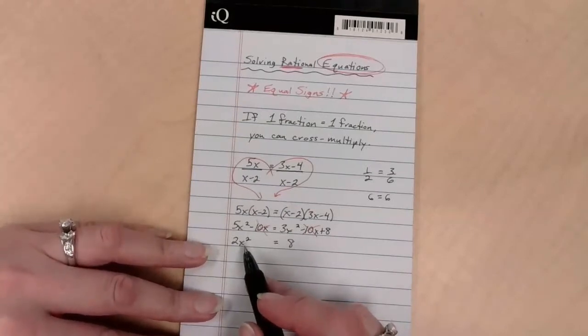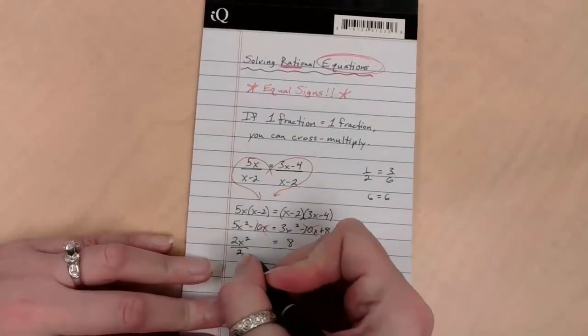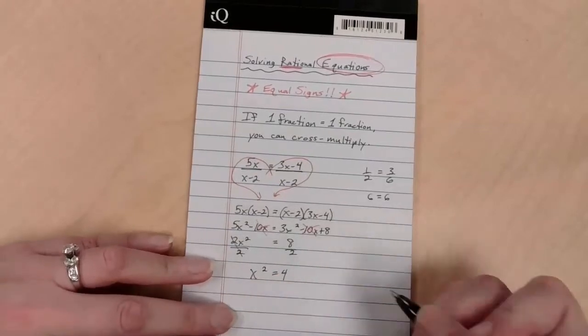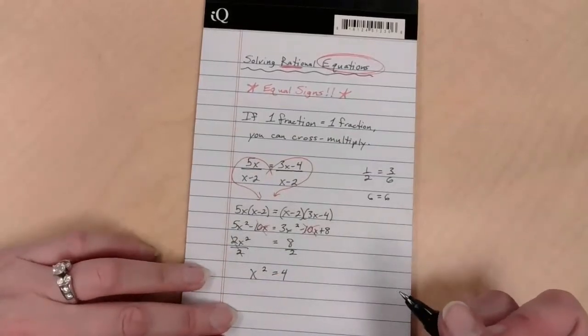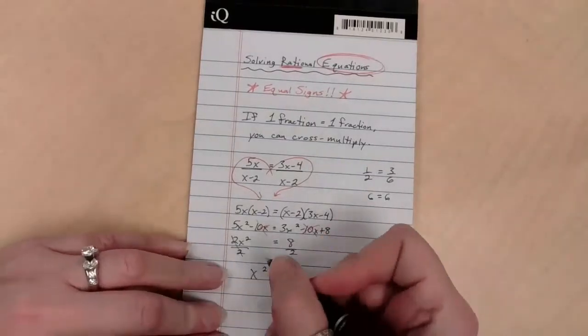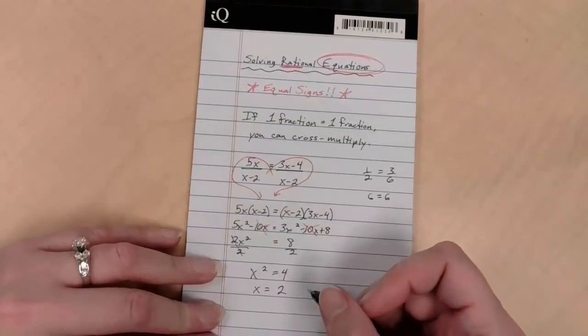So let's see here. What's going to happen with that? We're going to talk about dividing by 2, that's gone. Now I've got x squared equals 4. And, oh yeah, I'm just going to take the square root, right? Yeah, cool. There we go. X equals 2. Or does it?